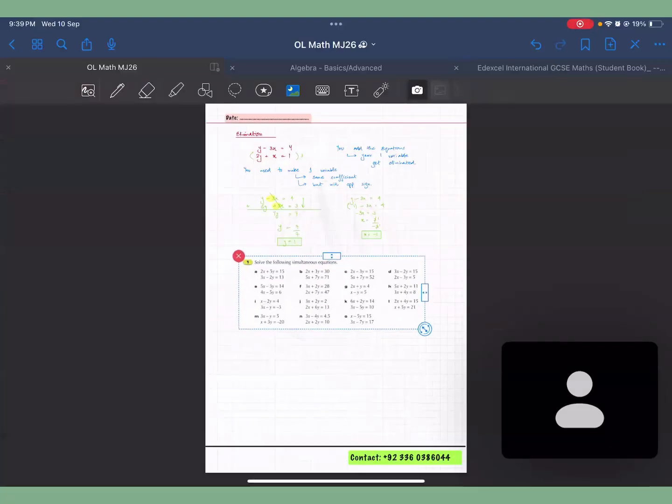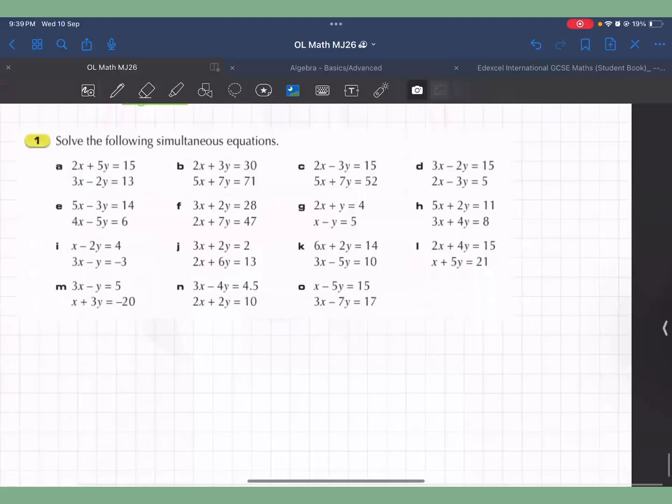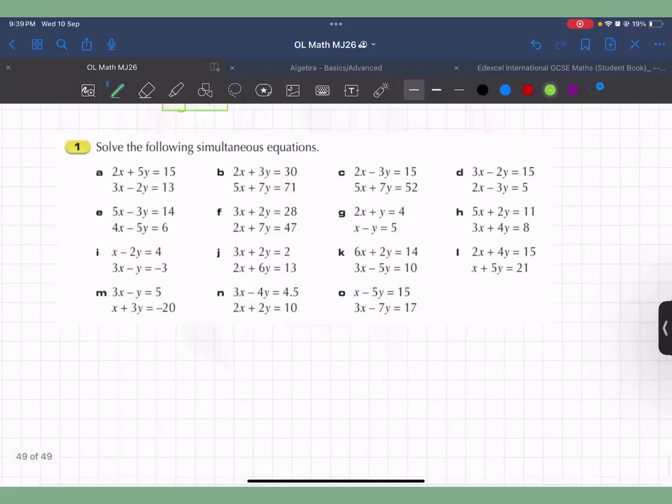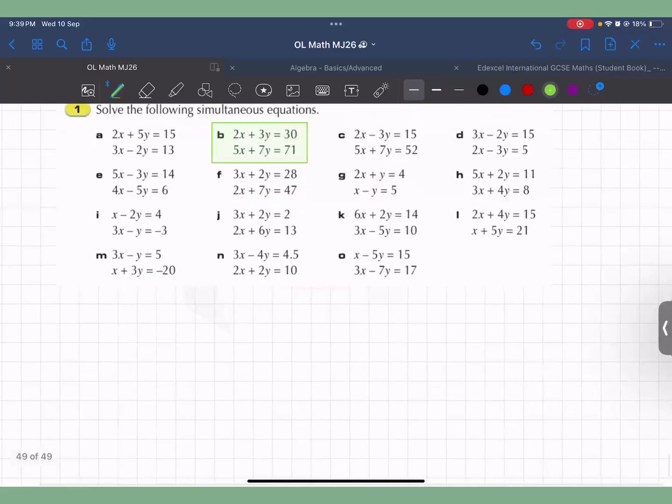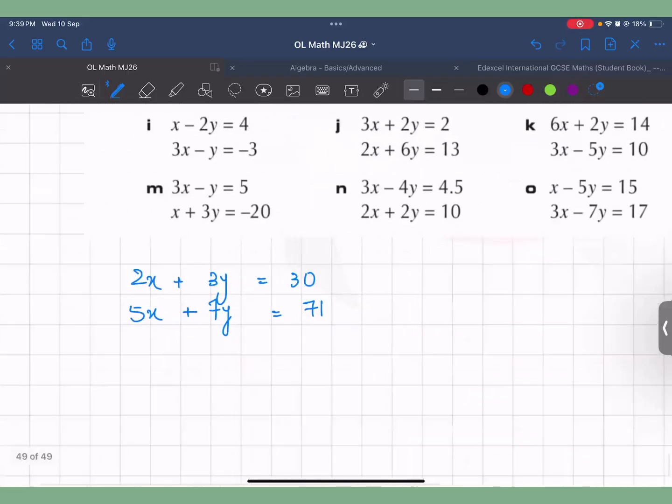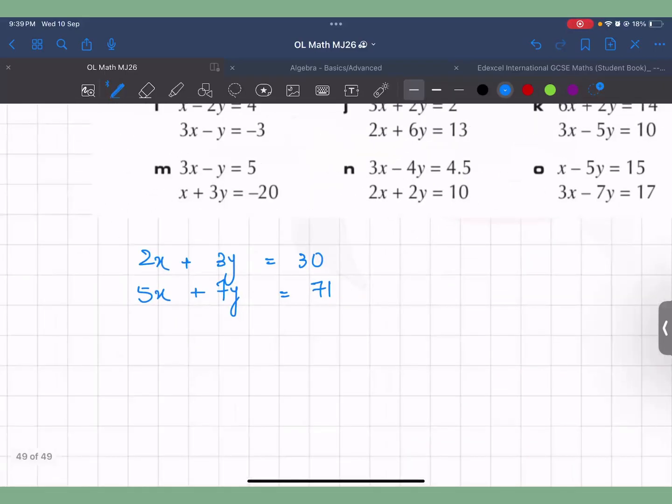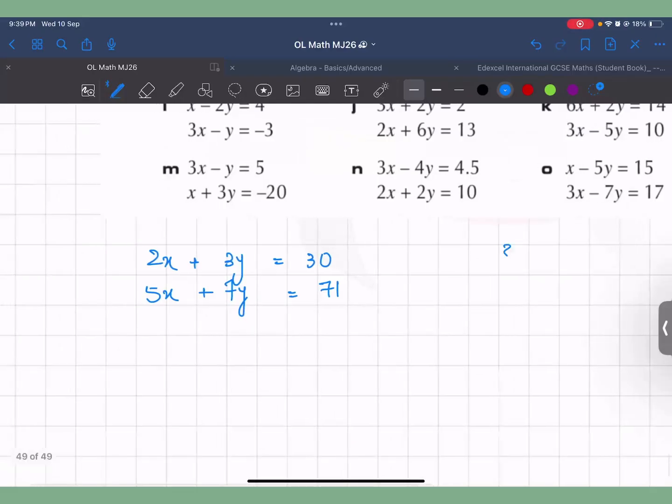So let's do the most difficult one from here, which is looking this one, I think. Very big numbers. Okay, let's do this one using, first of all let's do elimination. So 2x plus 3y is equals to 30, and 5x plus 7y is equals to 71. So what will you do? You will choose any one of the variable x or y, and I'm doing elimination. Okay, elimination.